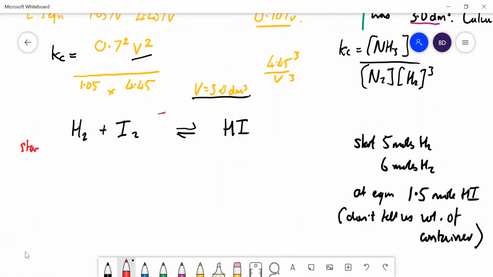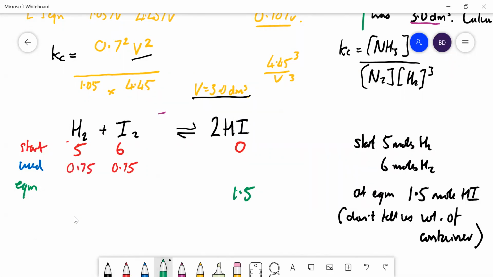So, H2, let's start. Used and equilibrium. So start moles of hydrogen 5 and 6. We've got no HI. At equilibrium, we've got 1.5 of HI. I need to balance my equation there, sorry. So if you formed 2 moles of HI, you must have used up 1 mole of iodine. So that's going to be 0.75 of a mole of that. And to form 2 moles of HI, I've used 1 hydrogen as well. So that's 0.75 of a mole of that. So at equilibrium, what's going to be left over is 4.25, 5.25.